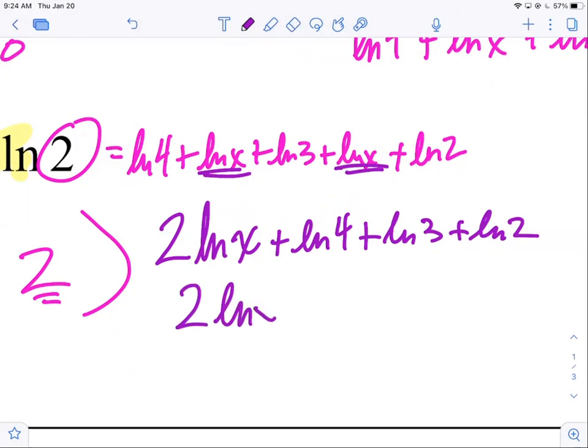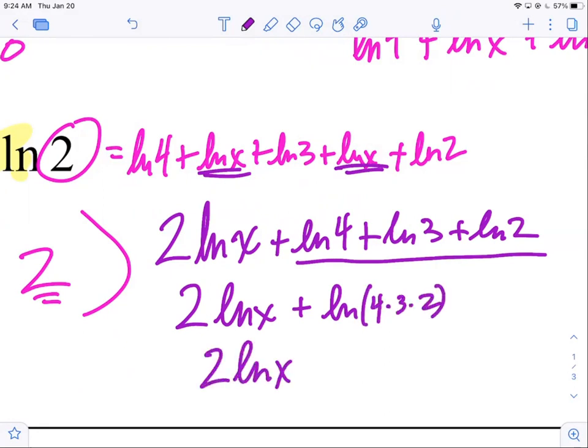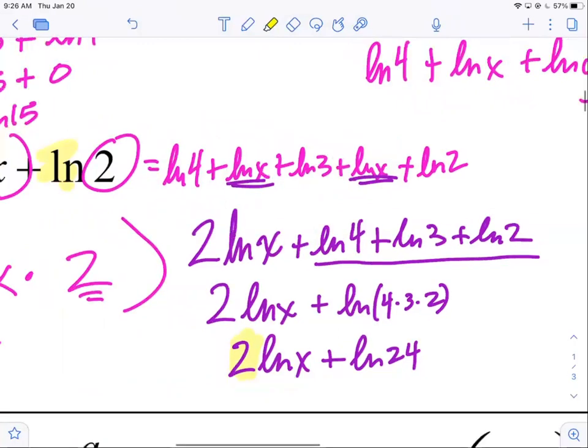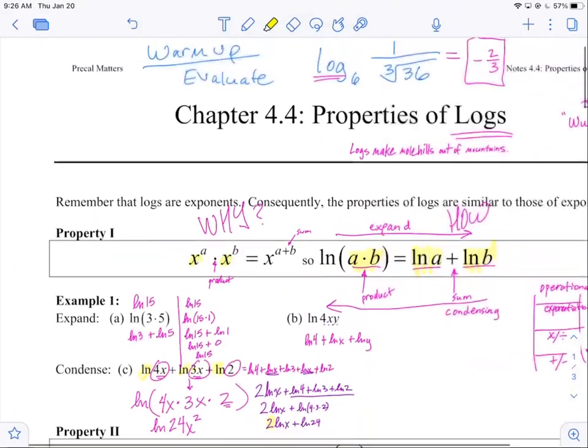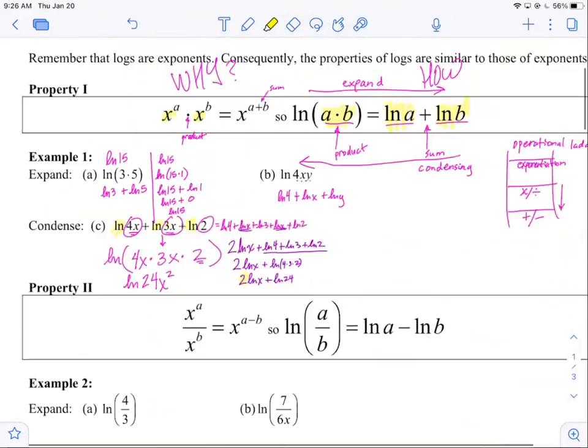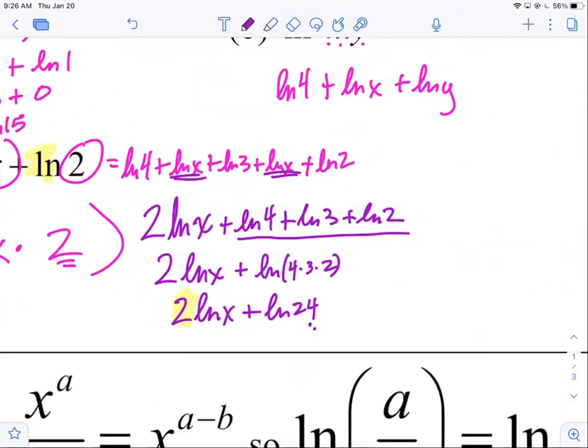Now, with the 2 in front of the natural log of x, I'm kind of hamstrung a little bit. I can't combine them, but I can still condense these guys. That's the natural log of 4 times 3 times 2. So I get 2 natural log of x plus the natural log of 24. I can't really condense it further because this 2 is now in the way, right? I haven't learned how to handle coefficients in front of the logs, right? So let's come back to that. There's got to be a way. When there's a will, there's an A, right?